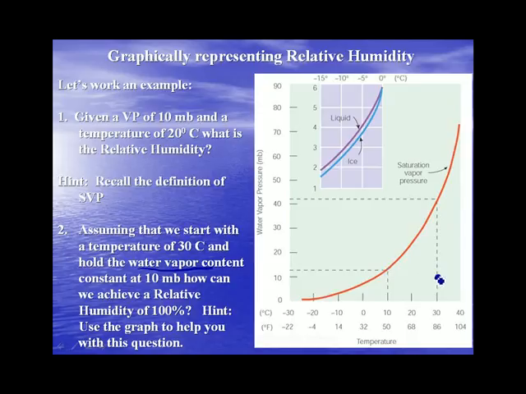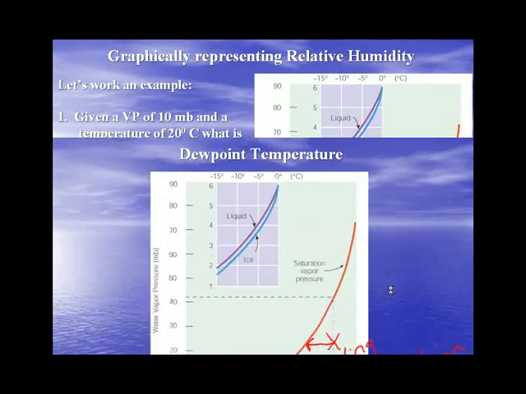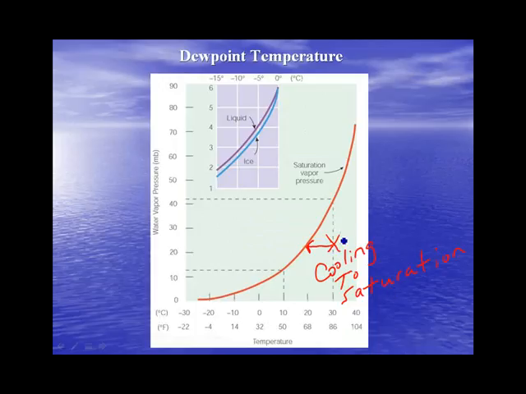Well, what if we move this air parcel closer to the line? And eventually we reach saturation. What have we done to this air parcel? We've moved it from 30 degrees to about 5 degrees. So in other words, we have cooled this air parcel. So we see that cooling can produce condensation. And that's what I was just showing in the previous example. We can cool to saturation.